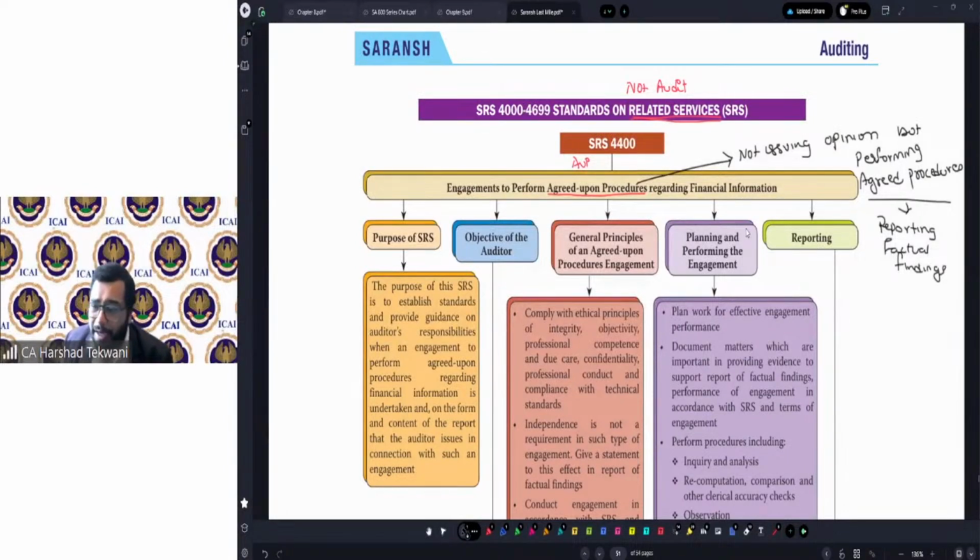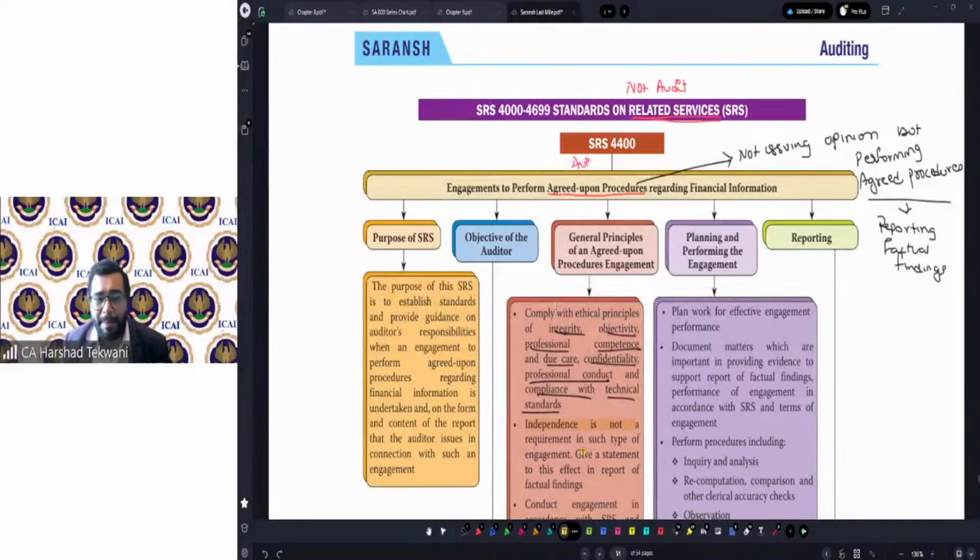Now, what is the purpose of this standard basically, 4400? The purpose of this standard is to guide the auditor when he is performing the agreed upon procedures engagement. And what is the guidance that is there? Number one, comply with the code of ethics and ethical principles. Now, which are those ethical principles? Integrity, objectivity, professional competency, due care, confidentiality, professional conduct, and compliance with the technical standards. You comply with all the ethical principles. However, independence is not part of this one. So independence for this particular engagement is not mandatory.